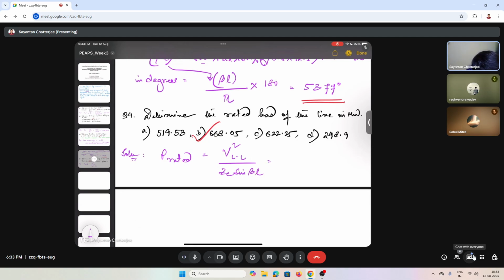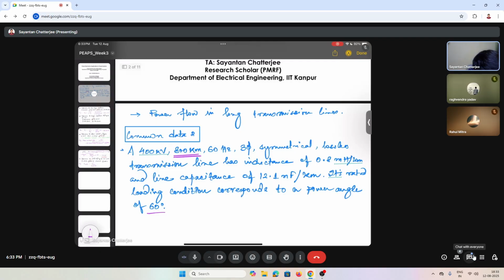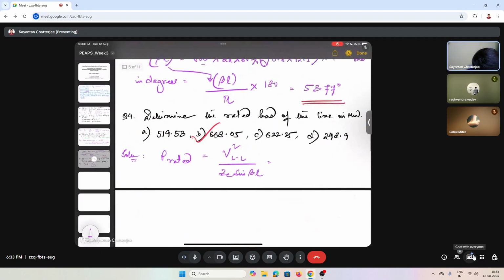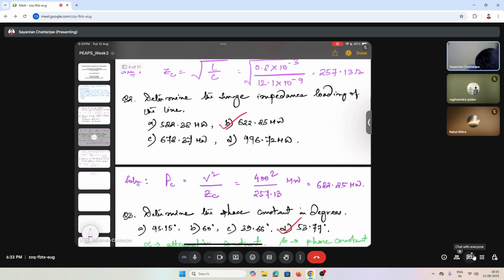So V square, sine delta. The power angle is also given as 60 degrees, so sine delta. This is the real part. So V is 400, squared, divided by ZC, which we have as 257.1.